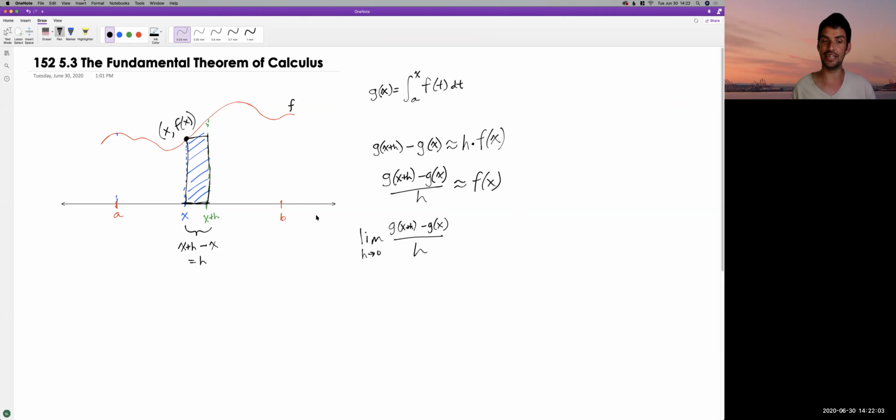As we take the limit as h goes to 0, as this rectangle gets closer and closer together, right, as I move it in and I'm looking at this rectangle, the difference between the value of f of x and this g of x plus h minus g of x over h becomes less and less because this approximation becomes better and better. And so in the limit, they become equal, right? And this left-hand side is g prime of x.